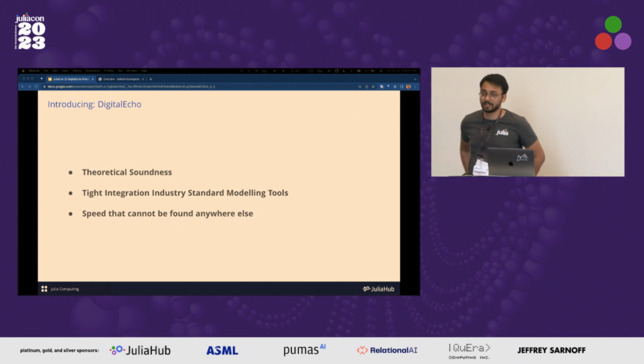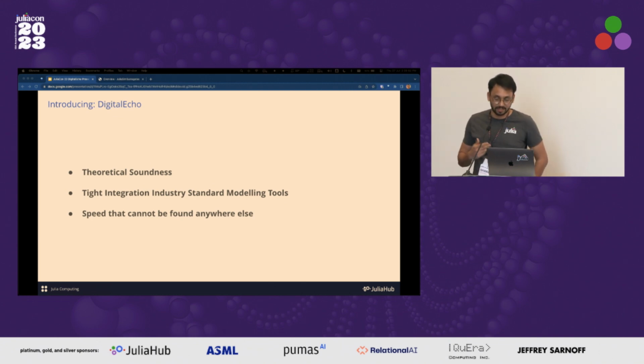Coming to the properties of Digital Echo, right? Often when we say a machine learning model, it turns out to be some sort of neural net, which is fully black-boxed, and sometimes there's no theoretical grounding to any of this. So that's the first thing we were thinking about: how do we make sure that people can trust this system, right?